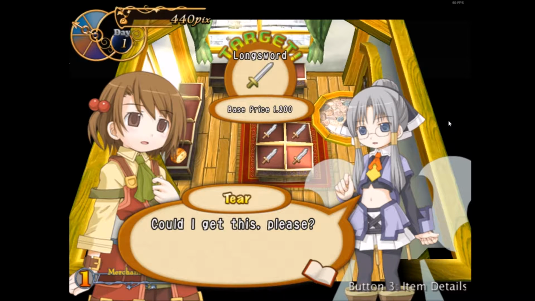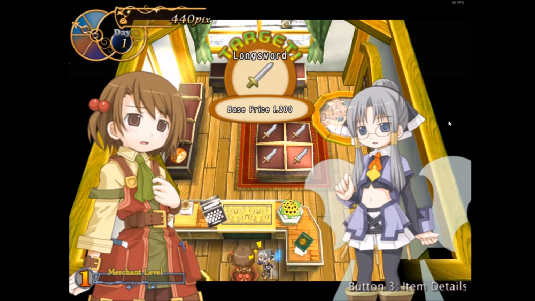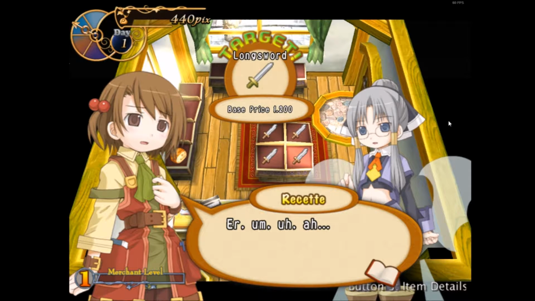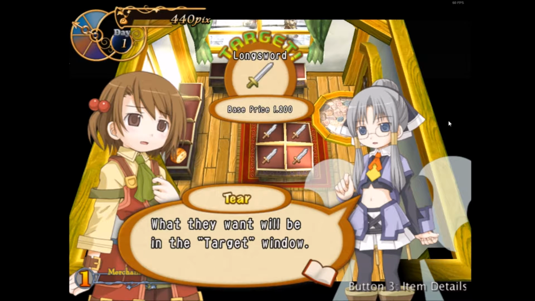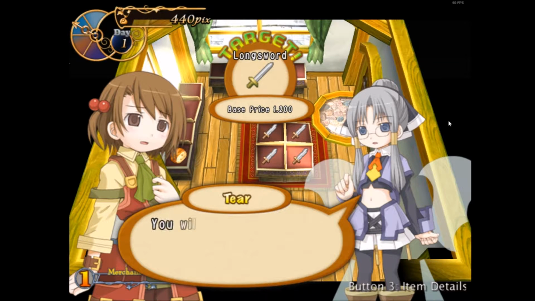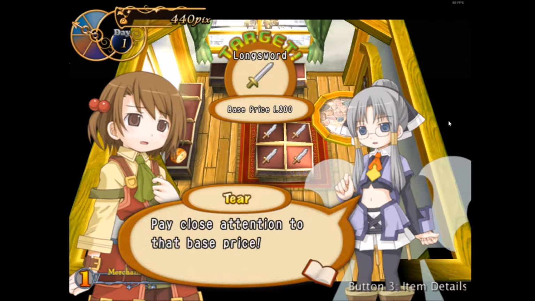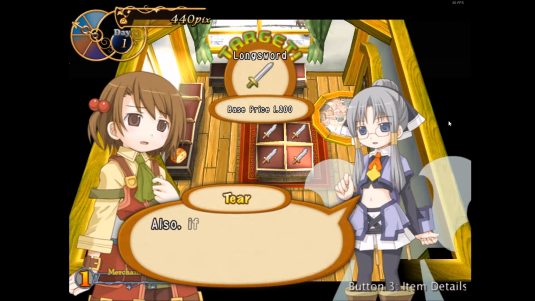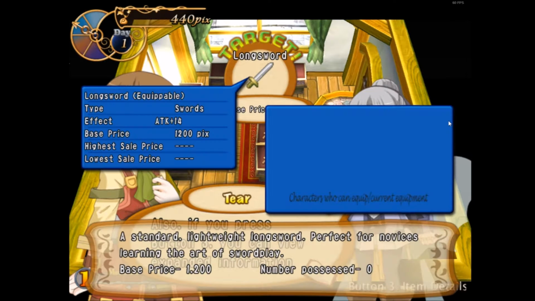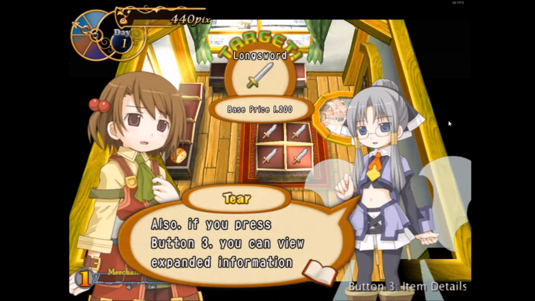Well, hello? Could I get this, please? Long sword, base price 1200. What they want will be in the target window. You will also be able to see the name and the base price. Pay close attention to that base price. Also, if you press button 3, longsword, equipable, type swords, effect attack plus 14, base price 1400. A standard lightweighted longsword, perfect for novices learning the art of swordplay.